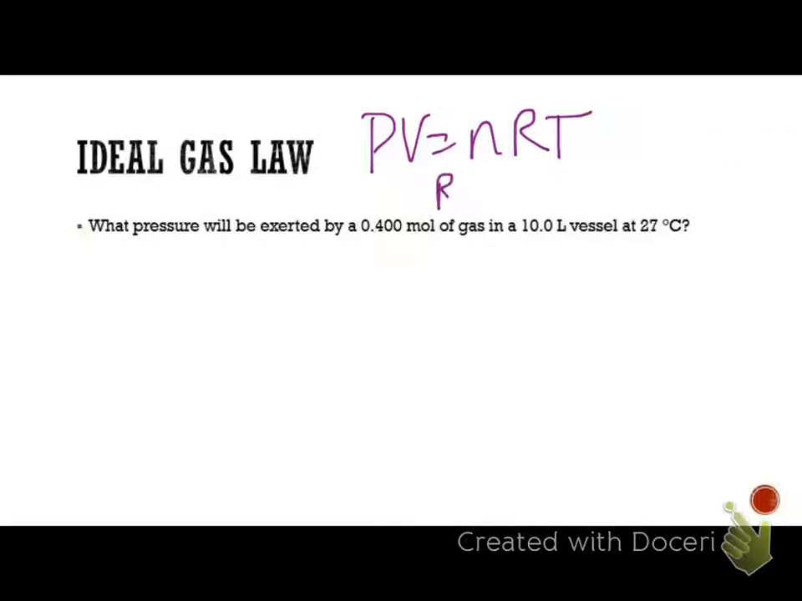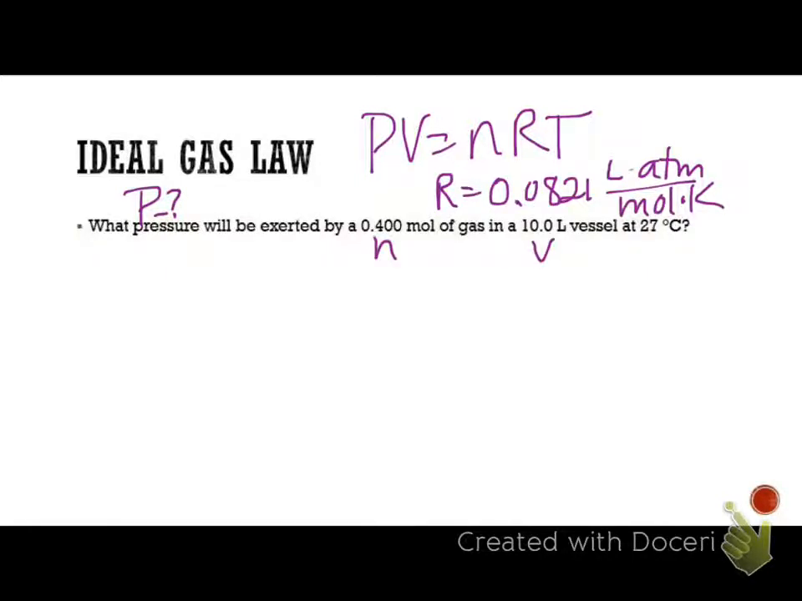And then R is going to be the gas law constant. Still, temperatures always have to be in Kelvin. For every single gas law, they have to be in Kelvin. Okay, so it says what pressure, so we know we're going to be looking for P, is exerted by 4 moles of gas in a 10 liter container at 27 Celsius.